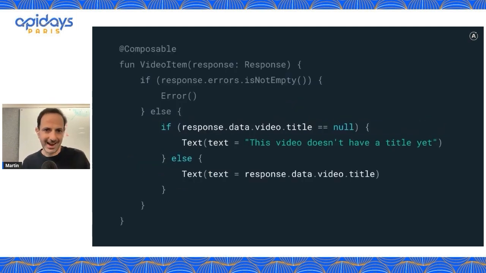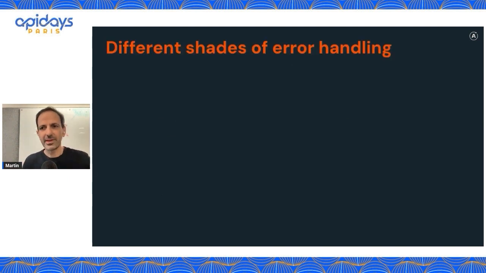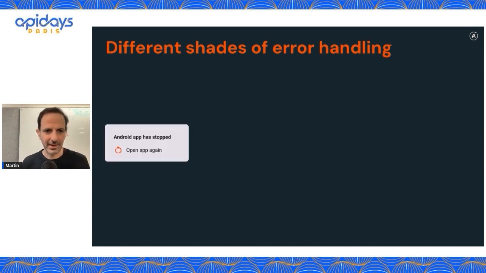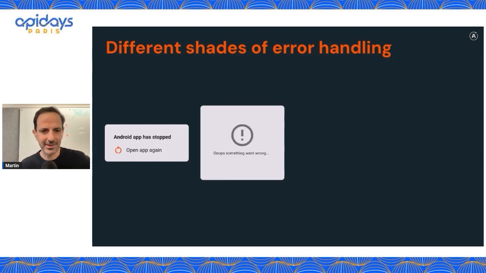So I had to change the Android app to include handling for this error. So instead of just always displaying the title, now I check for null. And if there is no title, I just display a placeholder. If we take a look at the different ways I have to handle errors, I can either crash the app. Don't do this, it's not recommended.